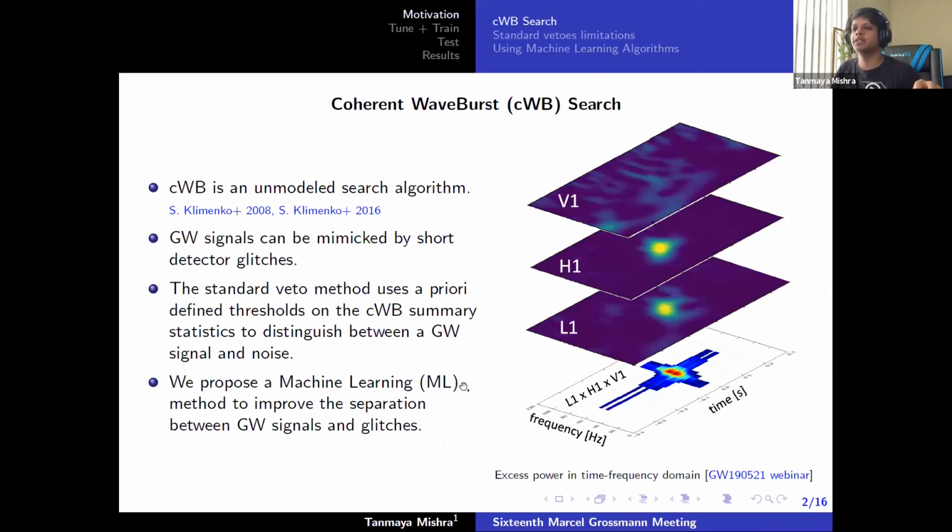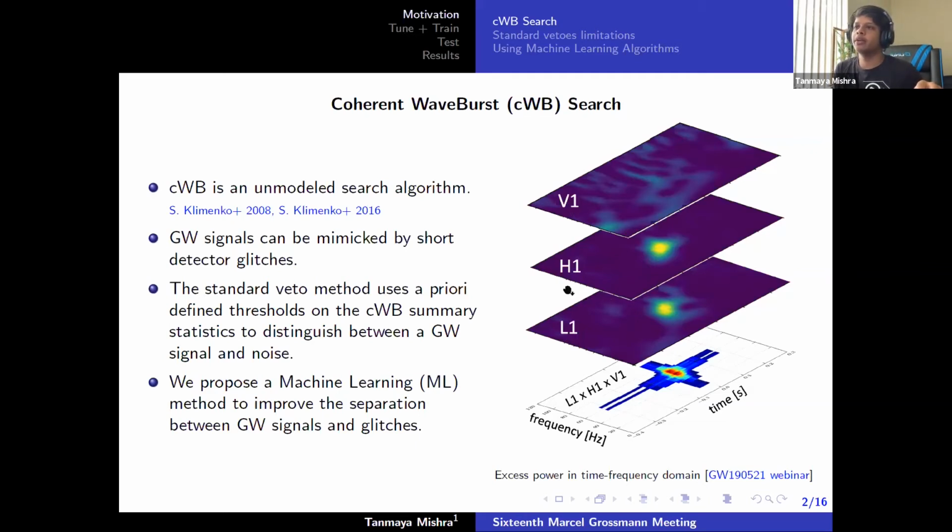Instead, it looks for excess power in the time frequency domain. On the figure on the right, you can see the time frequency slices from the Virgo, Hanford, and Livingston detectors. And what CWB does is it extracts the excess power, reconstructs the waveform, and estimates a bunch of summary statistics. This example is for GW190521, which is the IMBH event that Kostov and Gayatri were talking about.